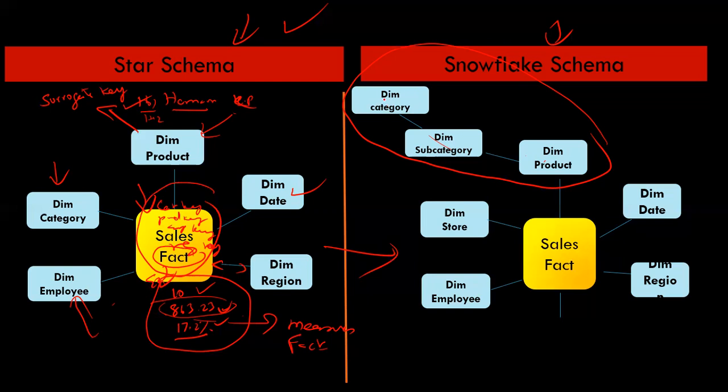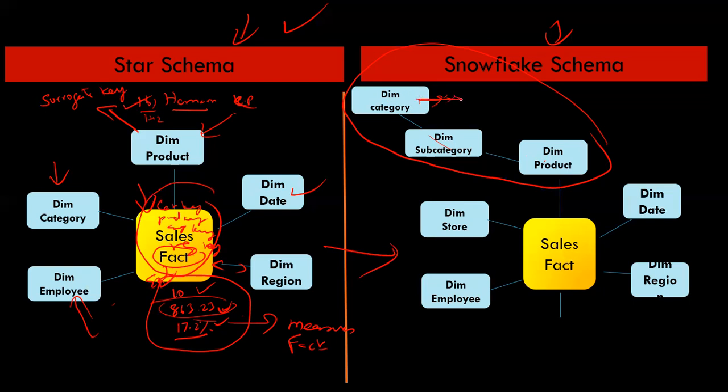For example, if you wanted to know at the category level, and then if you want to get into the granular level, which product we sold, you need to drill down to subcategory, and then you need to drill down to product. So you need to join these 3 tables to answer that question. It's kind of a drill down.